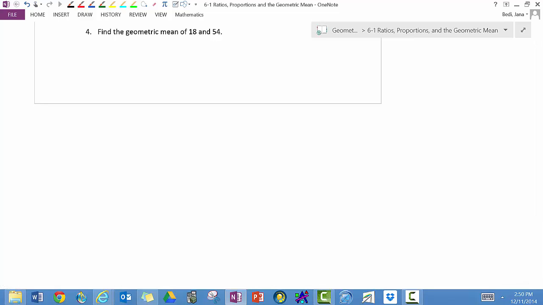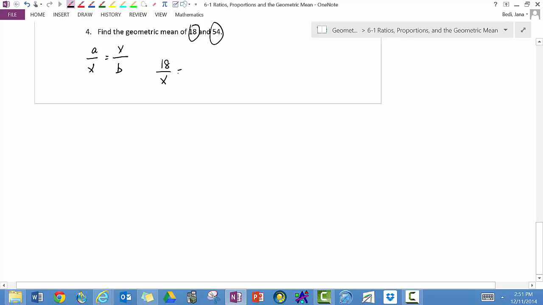Find the geometric mean of 18 and 54. Let's just remind ourselves of the proportion. We said a over x equals x over b, where a and b are your two numbers here, and x is your geometric mean. So you have 18 over x equals x over 54. Cross multiply, so x squared equals 18 times 54.